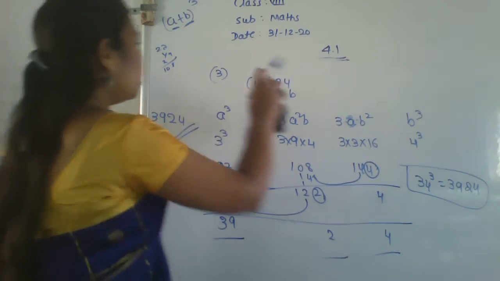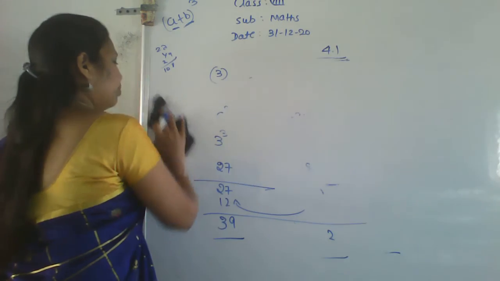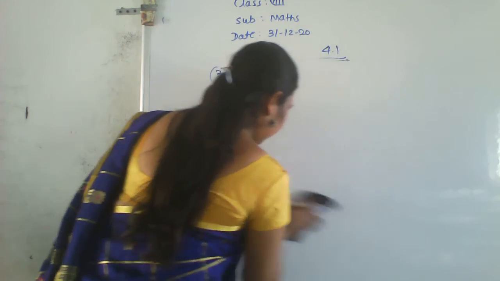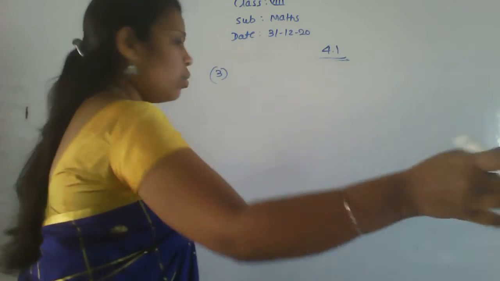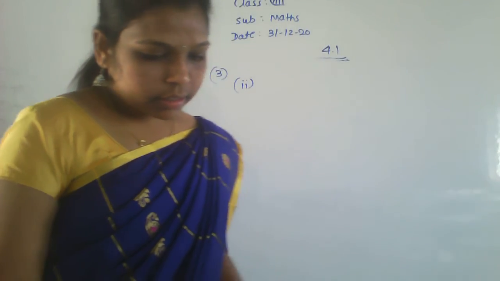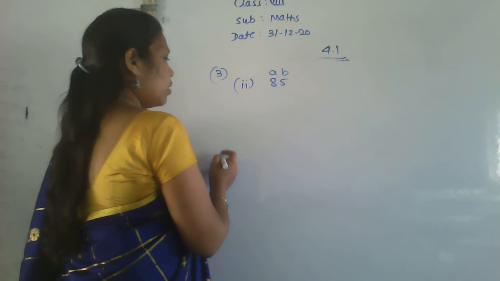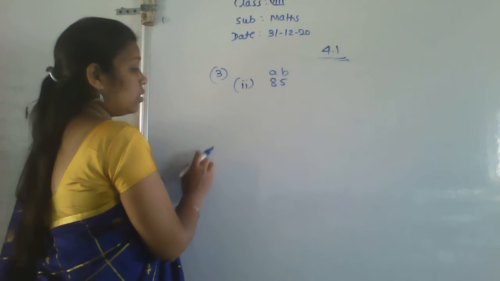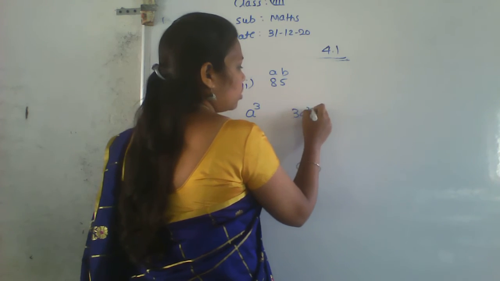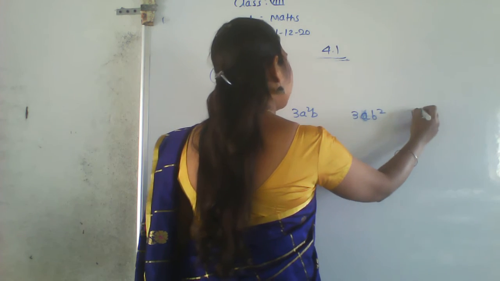Do the another one. Go for the second problem. What is the second problem here we are having? That is 85. Okay. So 85 means here, what is it? Observe properly. First value is a cube. 3a square b. 3b, sorry, 3ab square. And last one is b cube.